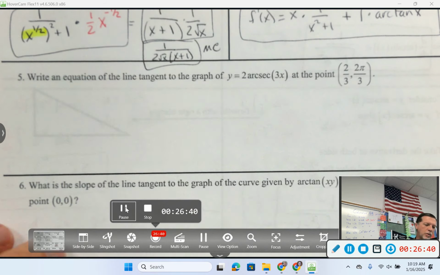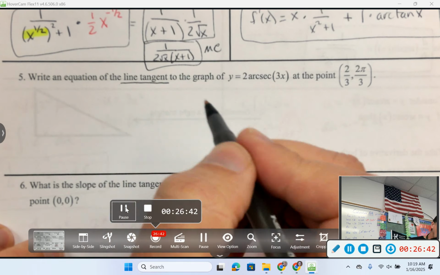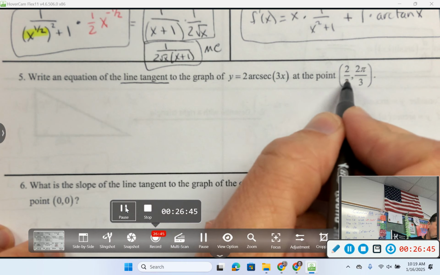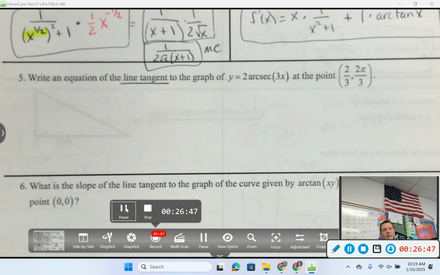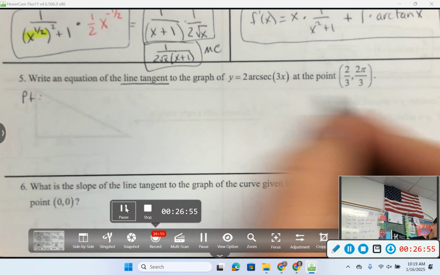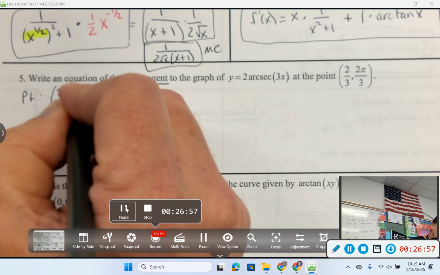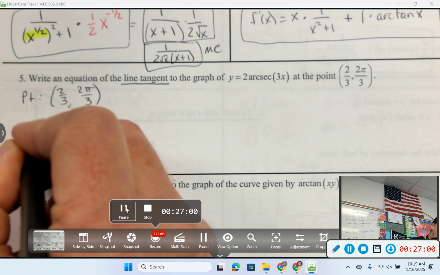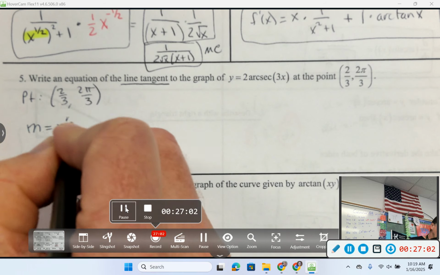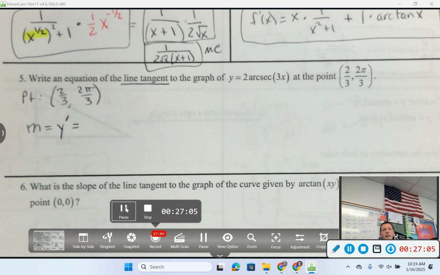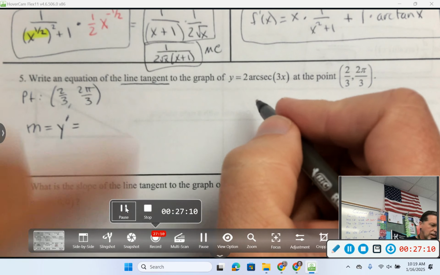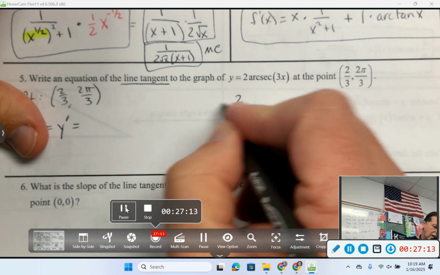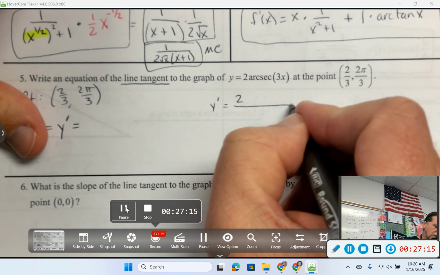Number 5, write an equation of a tangent line to the graph of this thing at the point. So what two things do I need if I want to write the equation of a tangent line? A point and a slope. So they gave me the point, that was kind of them. And the slope would be the derivative. So I'm going to have to find the derivative of 2 arcsecant 3x. So look back up at my formula chart.